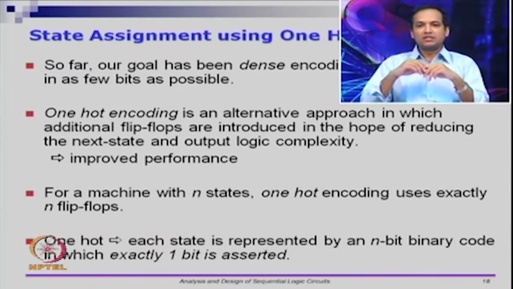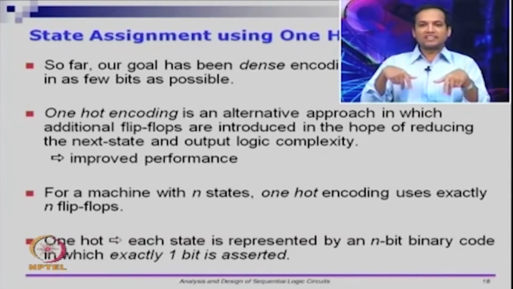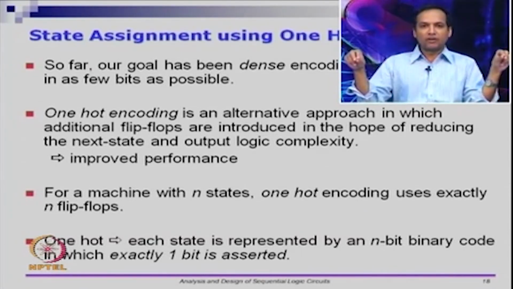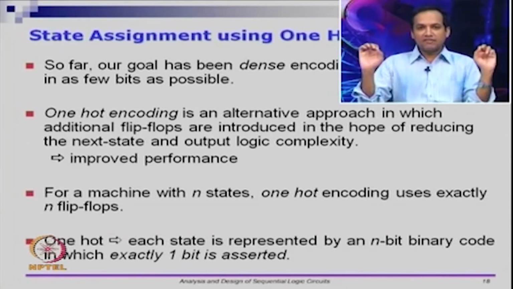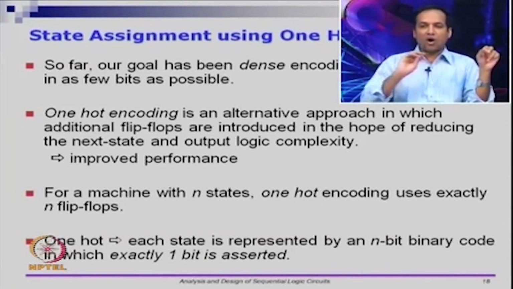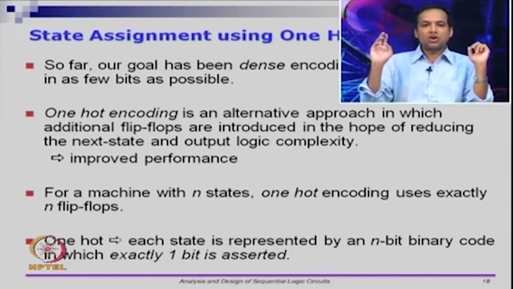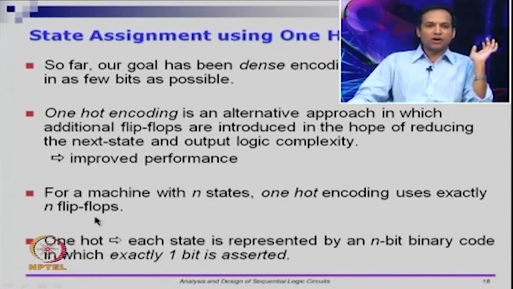This exactly one means it can be in at most one state and it should be in at least one state. That is what gives you exactly one state. If you want to reflect that, you come up with n flip flops and you have to give a guarantee that exactly one of these flip flops will be on and all the other flip flops will be off. This is called one hot. So in one hot encoding, for a machine with n states, you use exactly n flip flops, and the one hot condition is that each state is represented by an n bit binary code in which exactly one bit is asserted.